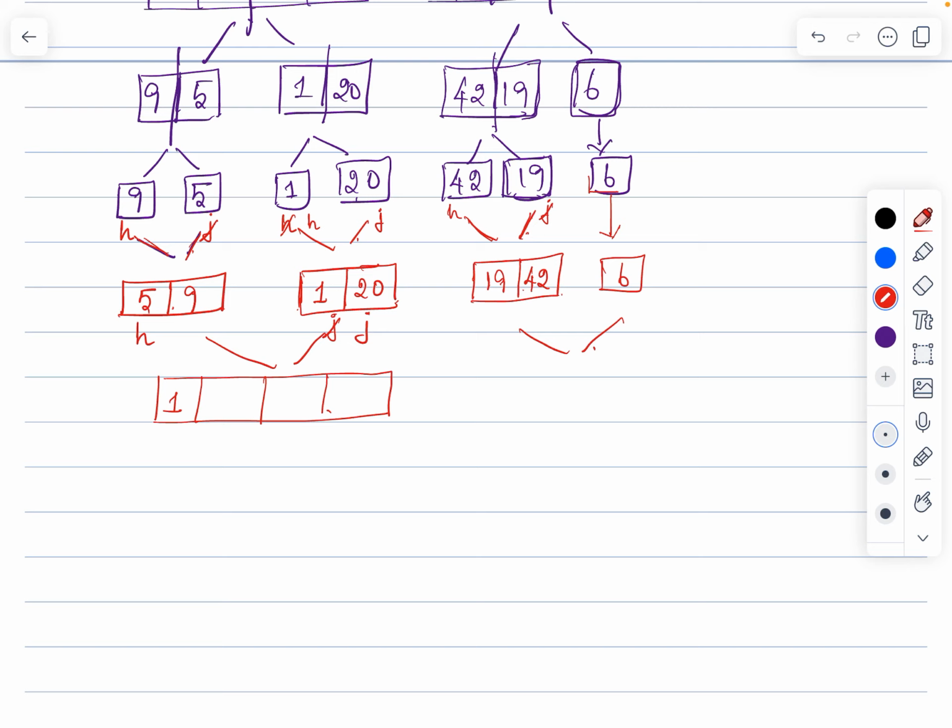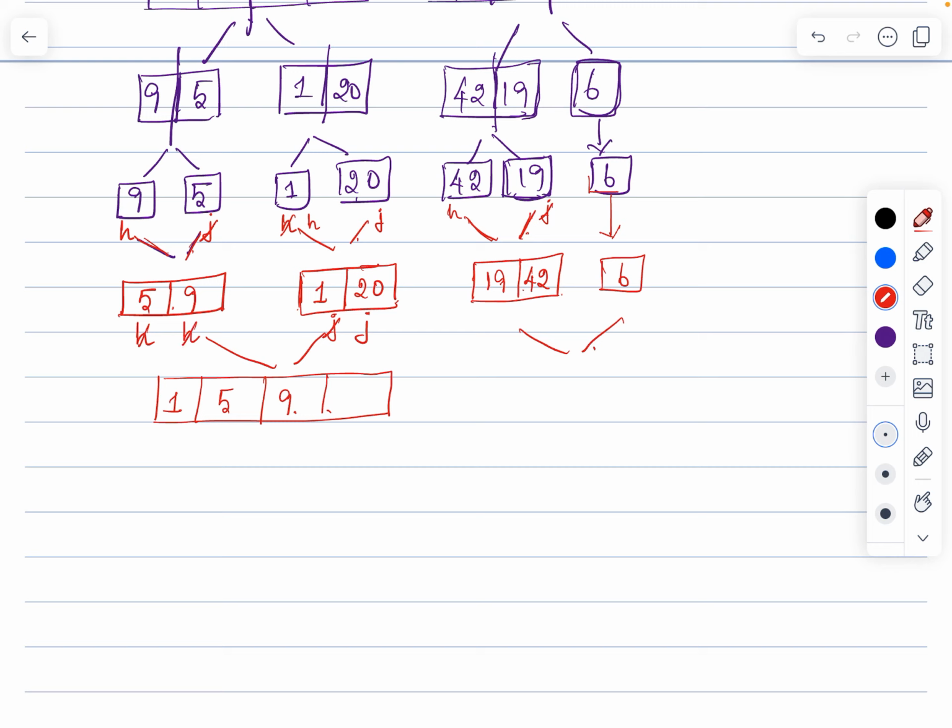H is 5 and array of J is 20. So array of H is lesser. We have to copy array of H into the new array. Once written, we are supposed to increment H. Compare again array of H and array of J. Again array of H is lesser, so copy 9 inside and increment H.